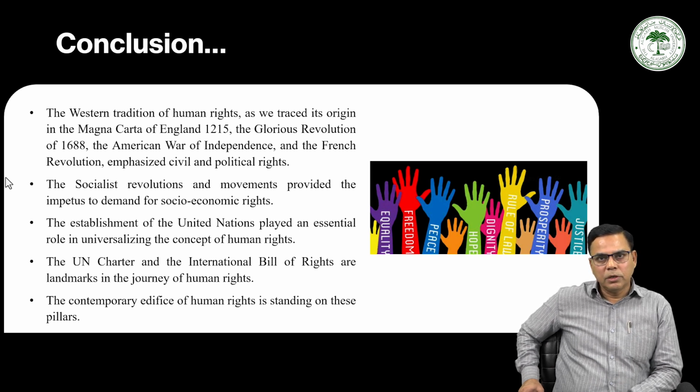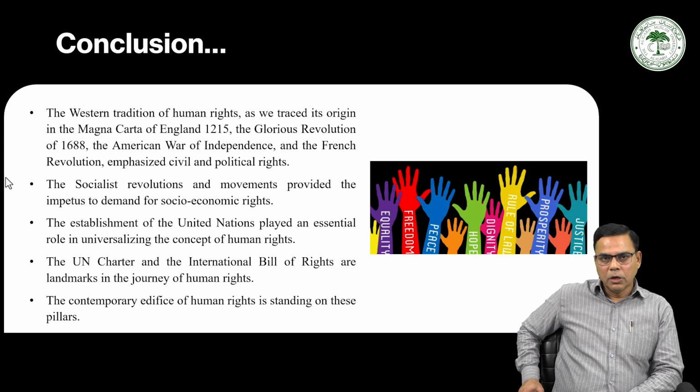In the conclusion, we should remember that the Socialist revolutions and movement provided the impetus to demand socio-economic rights. After that, the establishment of the United Nations played an essential role in universalizing the concept of human rights through the Universal Declaration of Human Rights, or ICCPR, ICESCR. The UN Charter and the International Bill of Rights are landmarks in the journey of human rights.